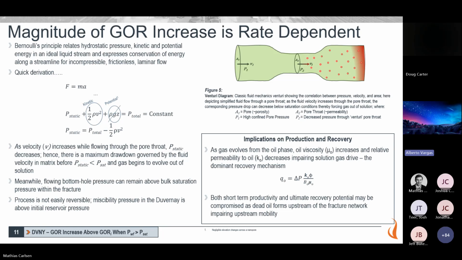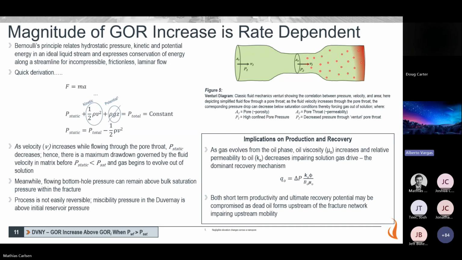We're going to start off with a quick and simple derivation. So we start off with Newton's second law, sprinkle in a bit of math, a few simplifying assumptions. Oh, and behold, we get down to the Bernoulli equation. We can get rid of the gravity term, as gravity within the pore throats is negligible. We're left with these two terms, a static and then a kinetic term, that equals our total pressure. So classic Venturi diagram here.